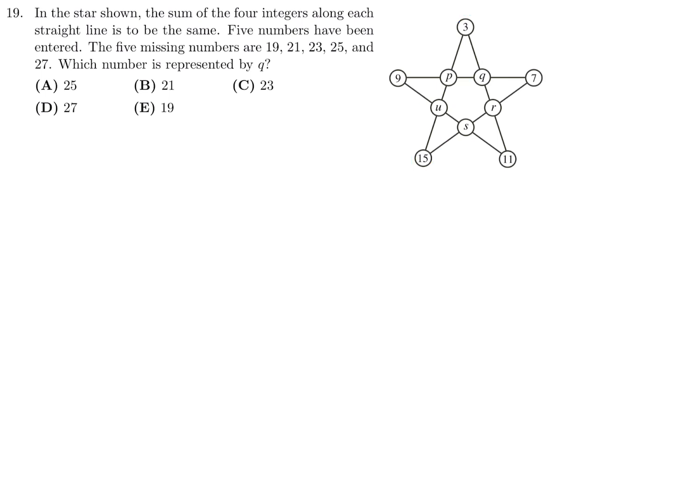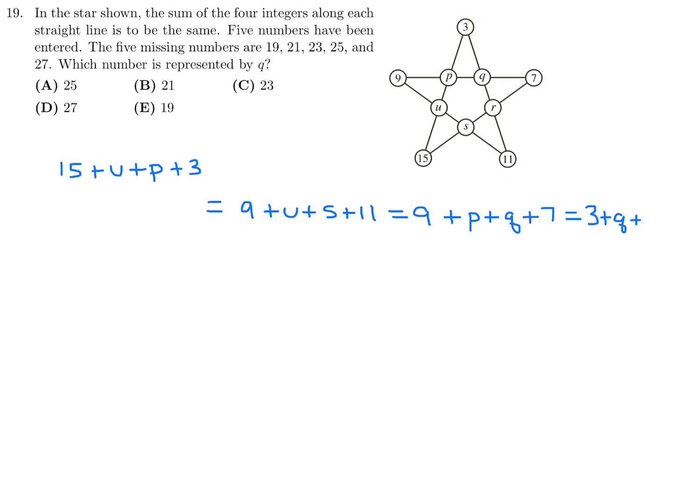And that is going to be 15 plus U plus P plus 3, the sum of that line. But they're saying that the sum of the lines are all the same. So that is equal to this line right here, the sum of that line, which is 9 plus U plus S plus 11. And that is equal to the sum of this line. Correct? All of the lines have the same sum, 9 plus P plus Q plus 7. And similarly, that is equal to this line right here, which is 3 plus Q plus R plus 11.